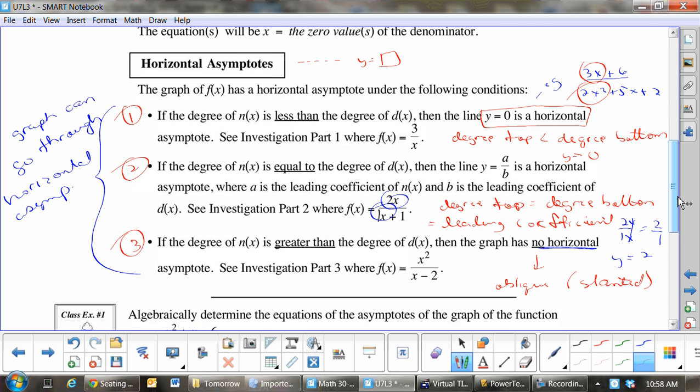Okay? So I'm going to show you in the next one, which is good because there's a couple later, that if you graph the next one, the actual graph goes through the horizontal asymptote. But it is allowed.